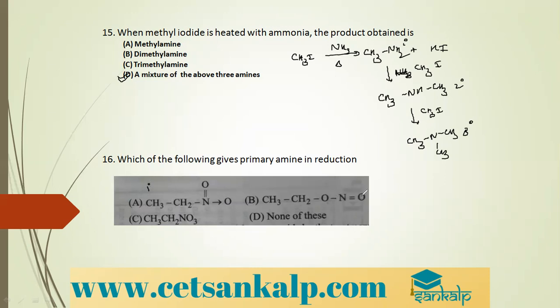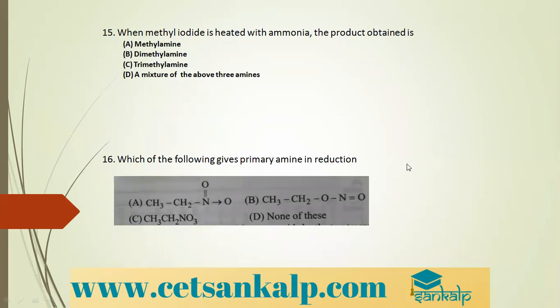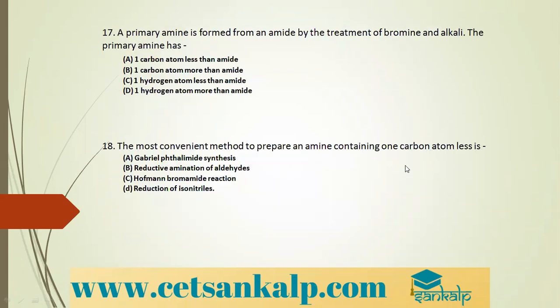What about this? This is nitrito group. NO2 is an ambident nucleophile, so it has two attacking centers. So this is the nitrito group. I will not get primary amine here, because there is an oxygen atom. Next, NO3, nitrate, no. We don't have reduction of nitrate to amines. So which is the correct option? It is option A. We get primary amine only in the case of the first option.